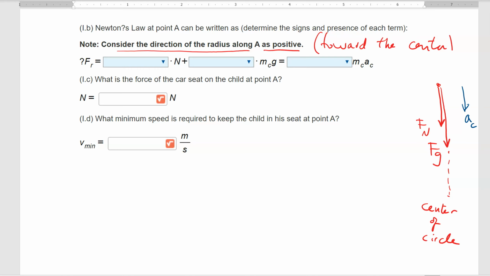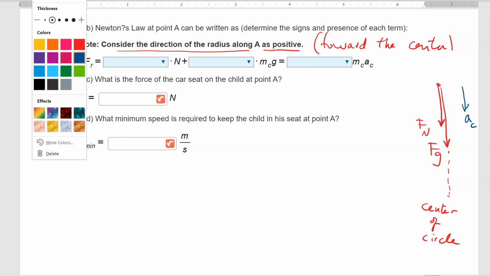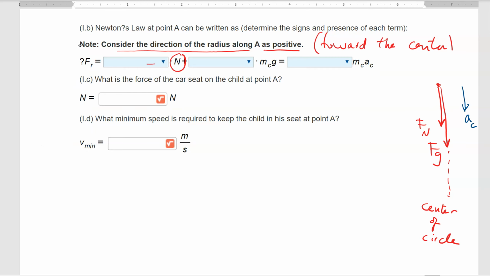I'm going to erase that negative sign there, and I want to grab my red pen again. And so that means the normal force is going to be positive. The force of gravity, which is the mass of the object times the acceleration of gravity, is also positive, because they're all pointing in the direction toward the center. And the acceleration of gravity is also pointing towards the center, so that's positive.